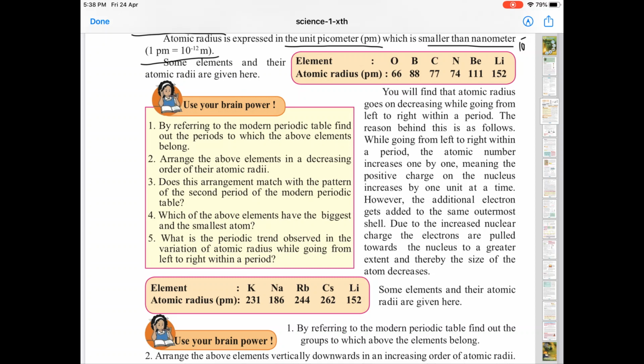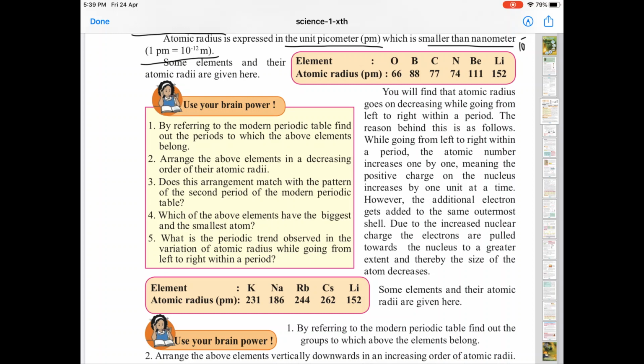Think again, that is, electrons are added to the same shell, right? Now when the electrons are added to the same shell, the negative charge increases. At the same time, the positive charge also increases. And as you go from left to right, the negative charges are increasing as well as the positive charges are also increasing. In such a situation, the nuclear pull also increases. And when the electrons get pulled towards the center, the size of the atom goes on decreasing.